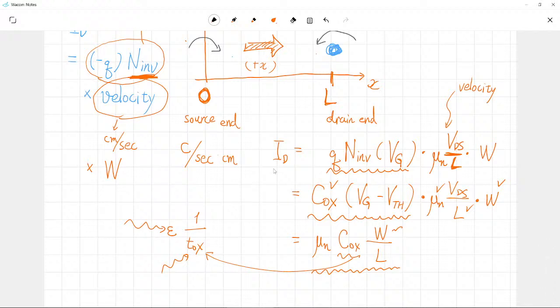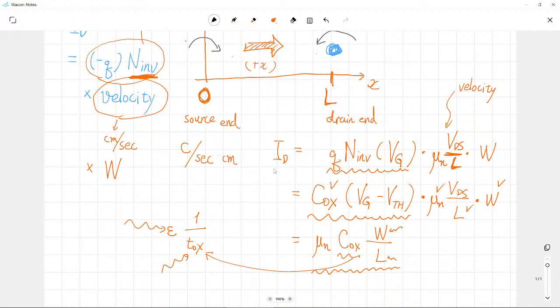And how about W and L? W and L are not material parameters. This is solely given by geometric consideration. You draw a rectangle defining your gate, and the size of the gate determines W and L. Okay, so as a designer, usually the freedom you can enjoy is W and L.